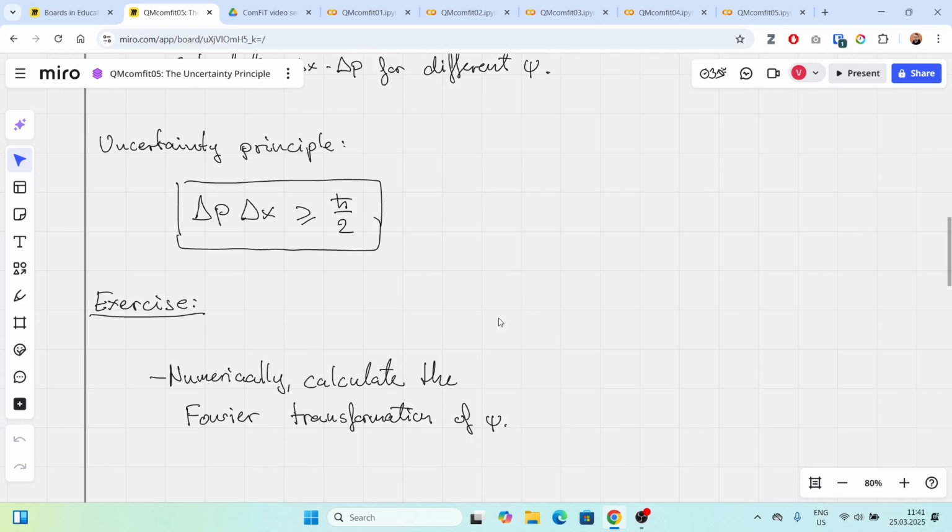So for the next video, I would like you to try to see if you can calculate the Fourier transformation of psi. Look up the relevant functions, see if you can figure it out, and then I will see you in the next episode.